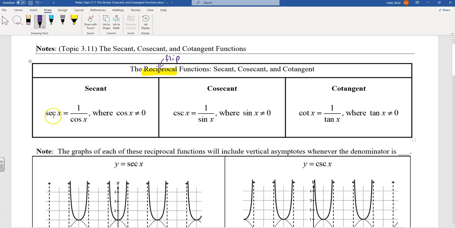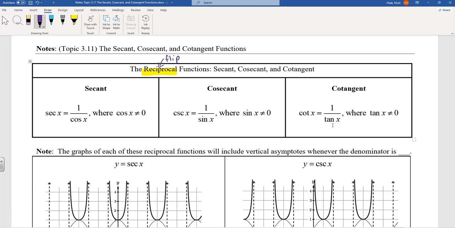So secant is 1 over cosine. We take just the cosine function, which would be like cosine over 1, right? We flip it upside down. Cosecant is 1 over sine, and cotangent is 1 over tangent. Okay.